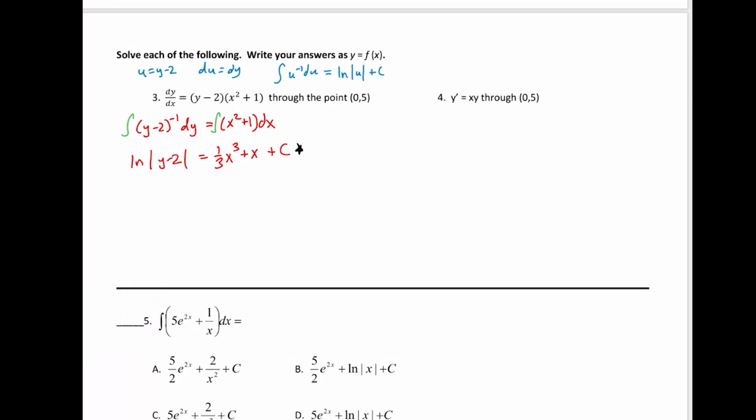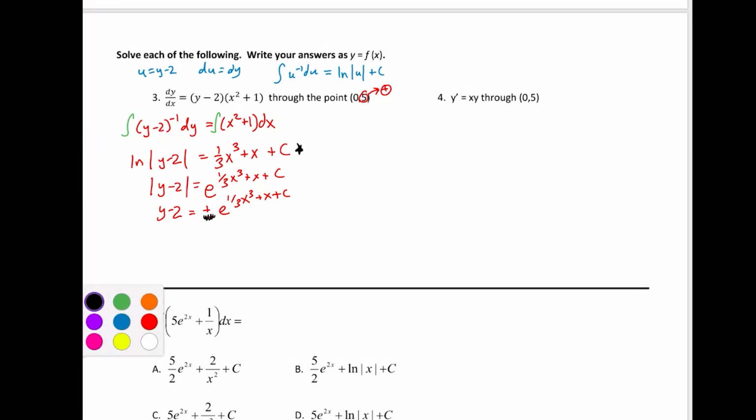So yeah, if we're going to solve for y, we need to exponentiate both sides, and that gives me the absolute value of y minus 2 equals e to the 1/3 x cubed plus x plus c. And then trying to get rid of that absolute value, we need to throw in a plus or minus onto e. So y minus 2 equals plus or minus e to the 1/3 x cubed plus x plus c. So we need to decide if it's going to be plus or minus. And if x is 0, then y is 5. So we are going to go with the plus. Okay, so we're going to choose plus. Get rid of that minus.